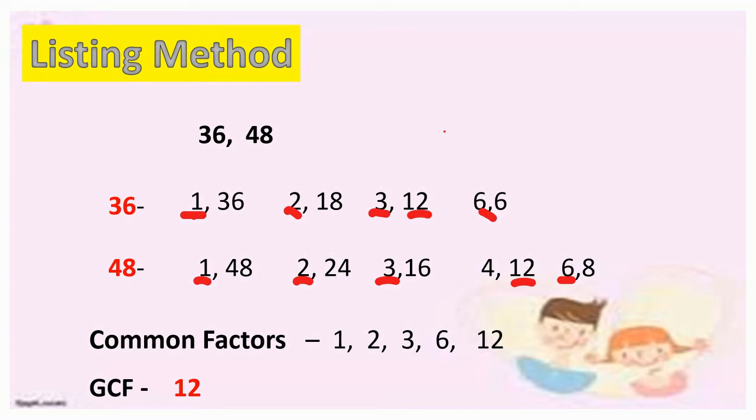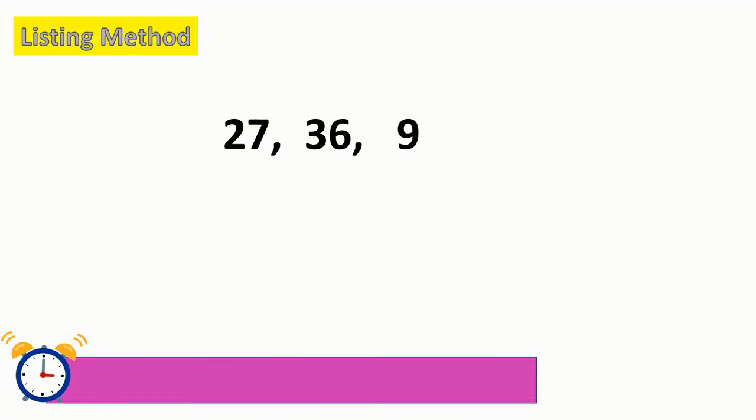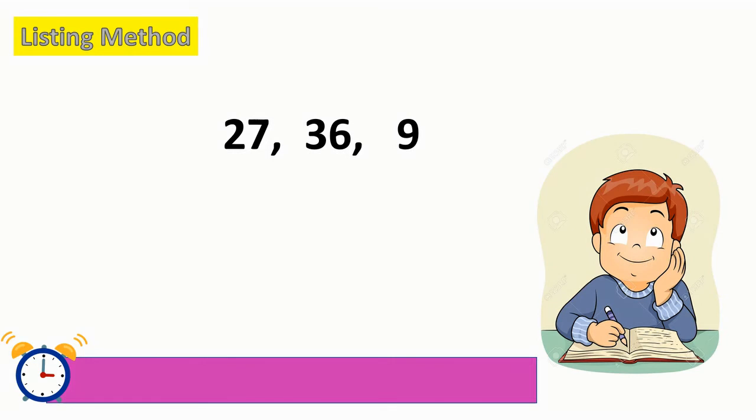Let's have another try. We're still using the listing method. Here are three numbers. Let's find the GCF of 27, 36, and 9. So what do you think the GCF of these is? Let's start, kids.